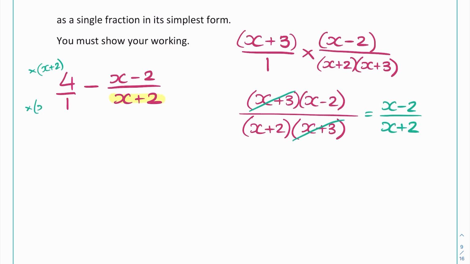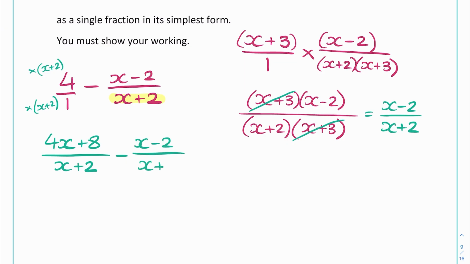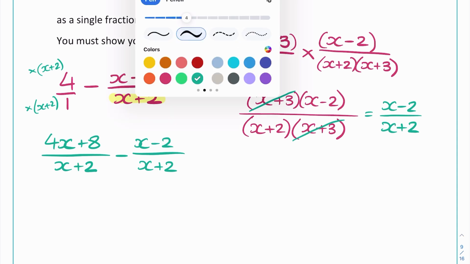So if I write that in, times x + 2, that means my numerator, 4 lots of x + 2, would be 4x + 8. And on the bottom, 1 times x + 2 just leaves us x + 2. So there is our first fraction. We still need to take away (x − 2)/(x + 2). Now we're almost done. I've just got to be really careful.